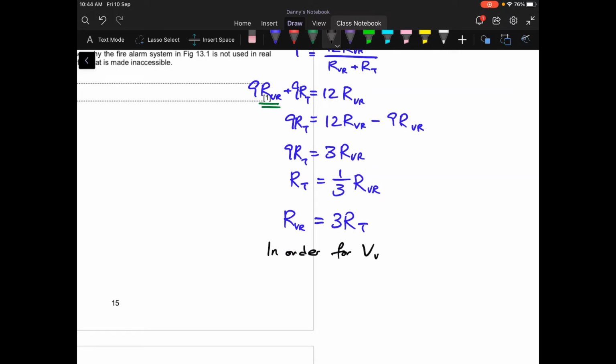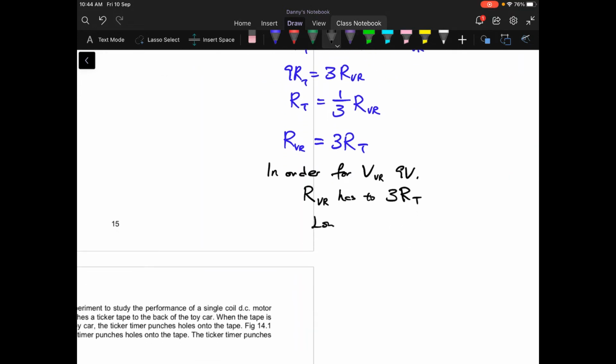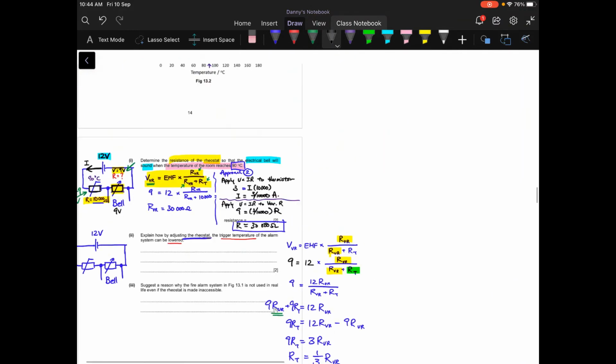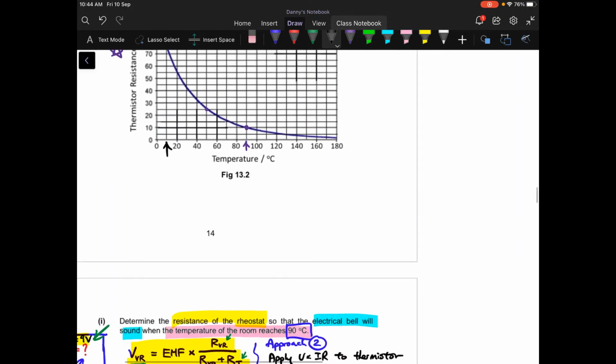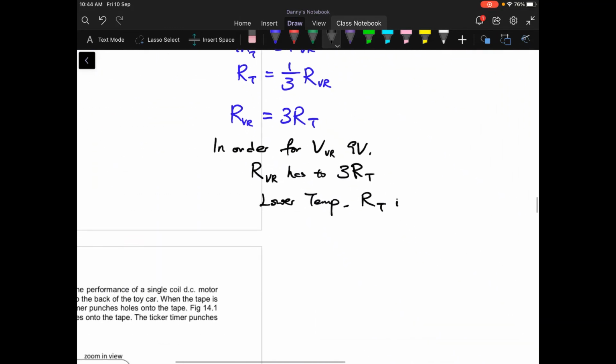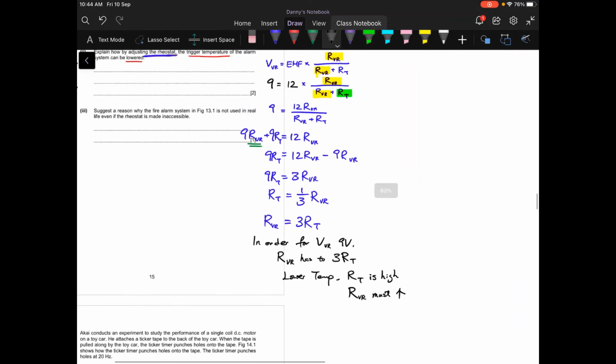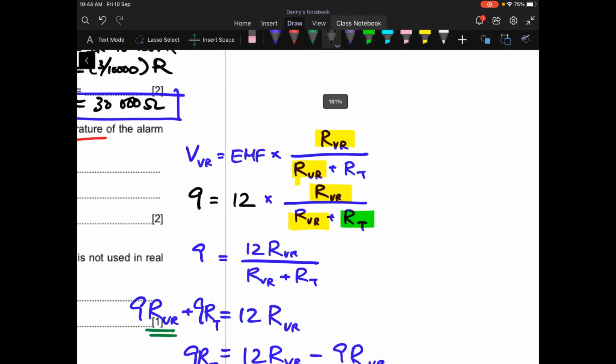So what does this mean? This means that in order for the PD across the variable resistor to be 9 volt, your resistance of the variable resistor has to be 3 times the resistance of the thermistor. And in our case, if we want to lower the temperature, our resistance of the thermistor, according to the graph, if you have low temperature, you will have a high resistance. So this means that your resistance of the variable resistance must increase.